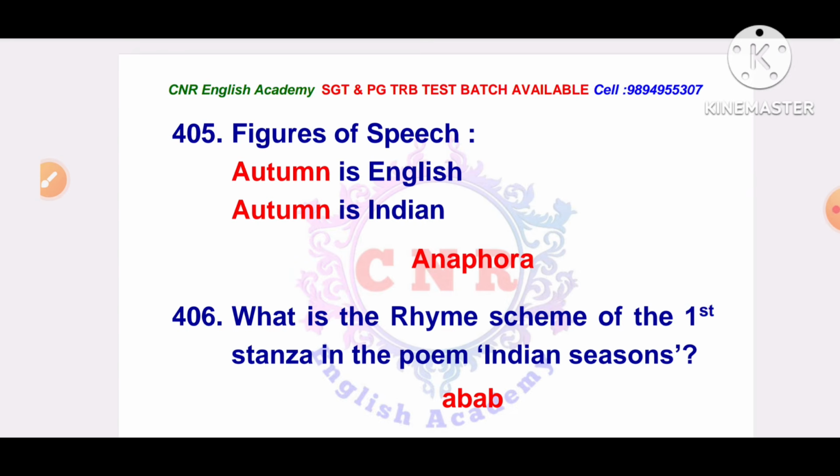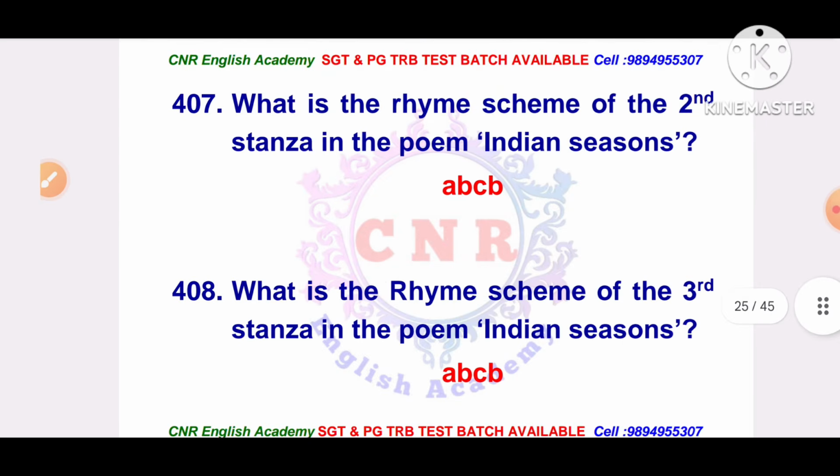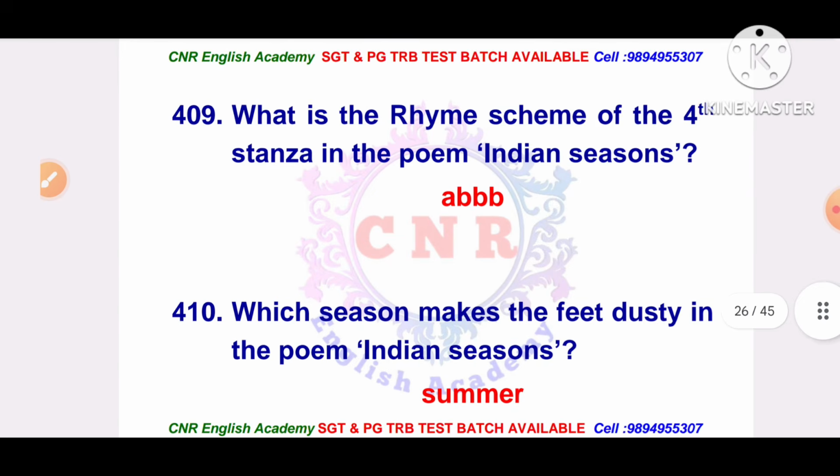Next one. What is the rhyme scheme of the first stanza in the poem Indian Seasons? Answer: AB AB. Next one. What is the rhyme scheme of the second stanza in the poem Indian Seasons? Answer: ABCB. Next one. What is the rhyme scheme of the third stanza? ABCB. Next one. What is the rhyme scheme of the fourth stanza? Answer: ABBB. And there is a note here.